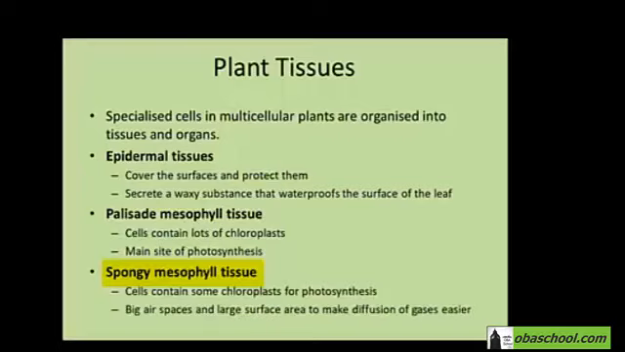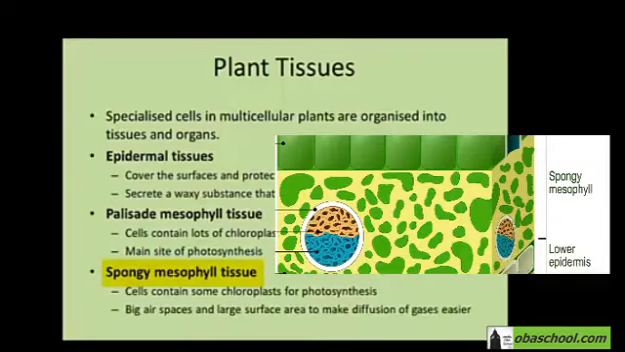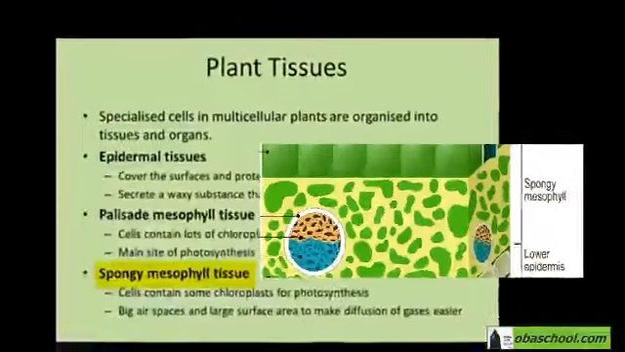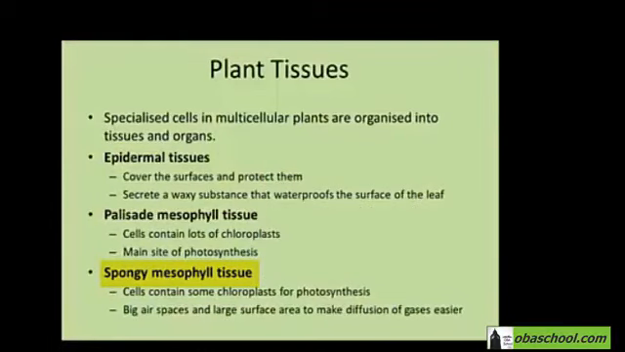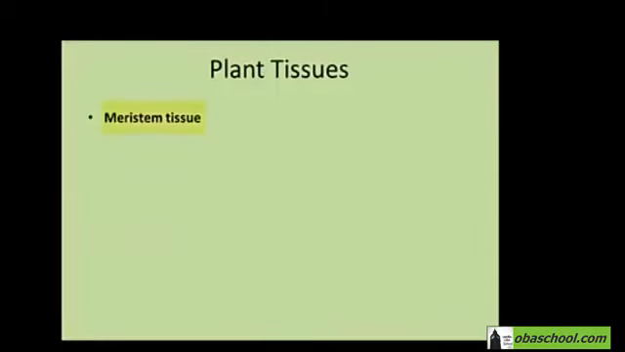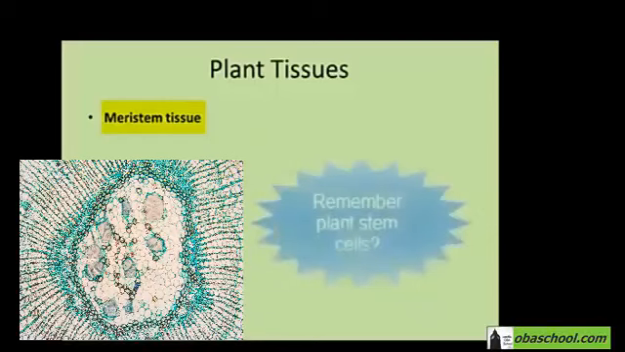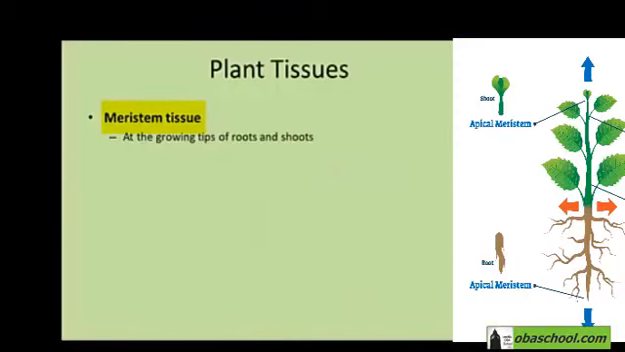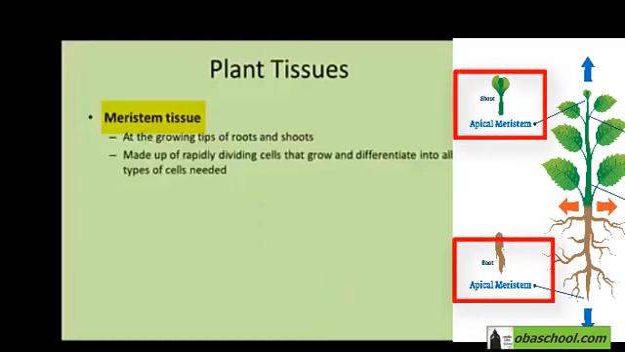But the main function of this tissue is that it contains big air spaces and a large surface area to make diffusion of gases easier. Another important plant tissue is the meristem tissue, which we have discussed earlier. It is found at the growing tips of roots and shoots and made up of rapidly dividing cells that grow and differentiate into many cell types.